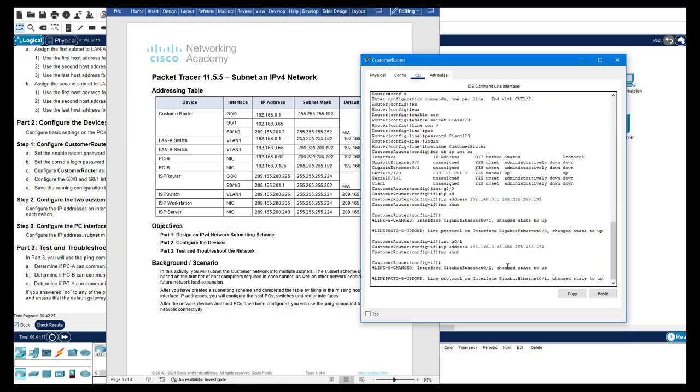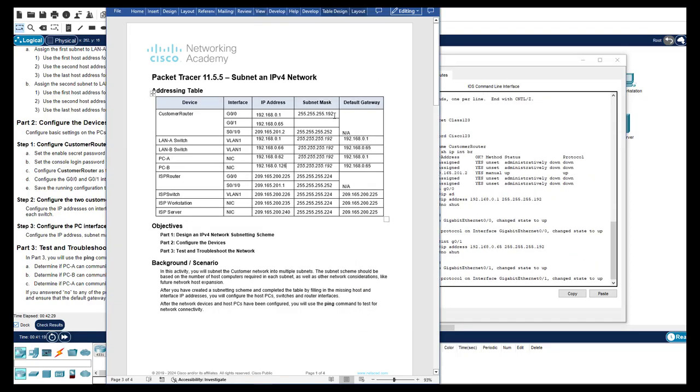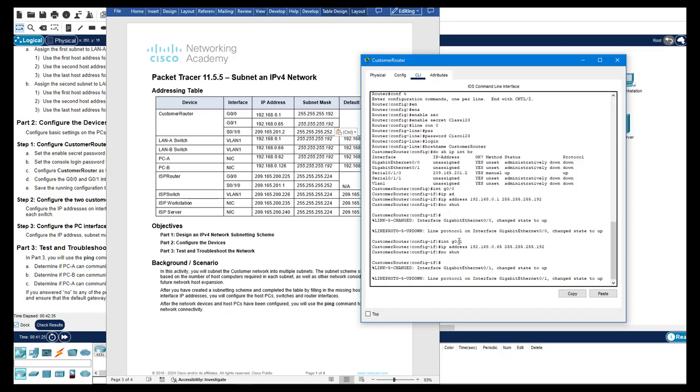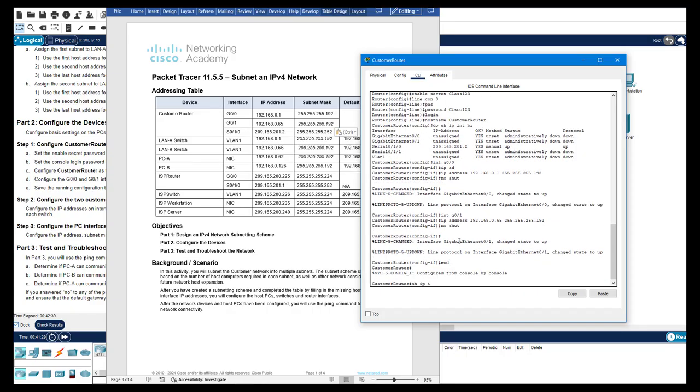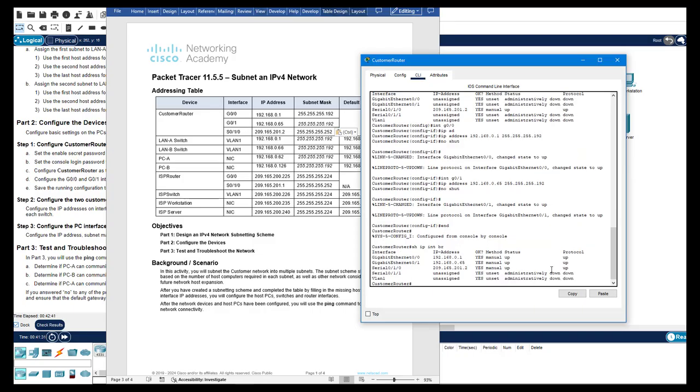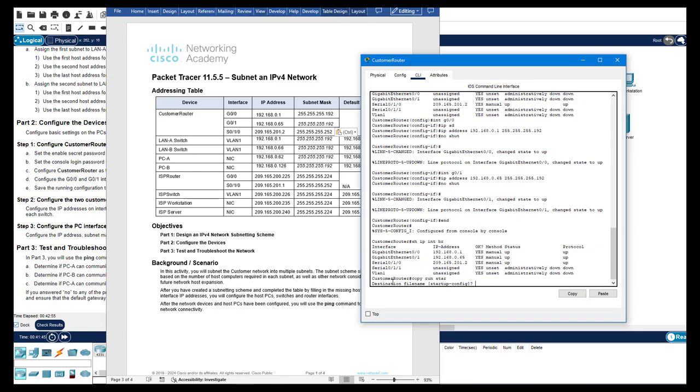And no shut. Let me fix my document here and get that mask filled in. There we go. Show IP interface brief now shows up and addressed. Then save the running configuration. Copy run start for short.